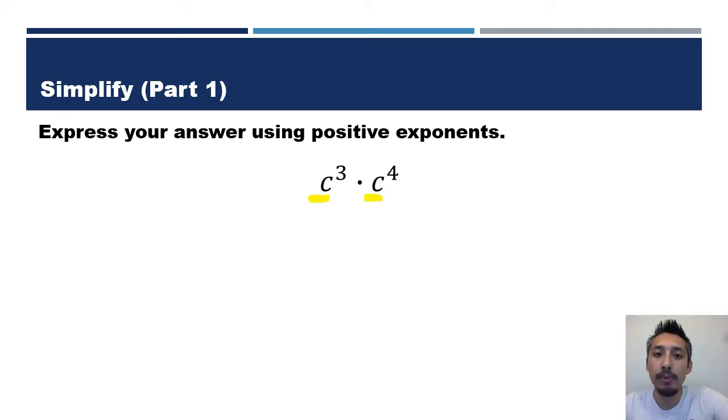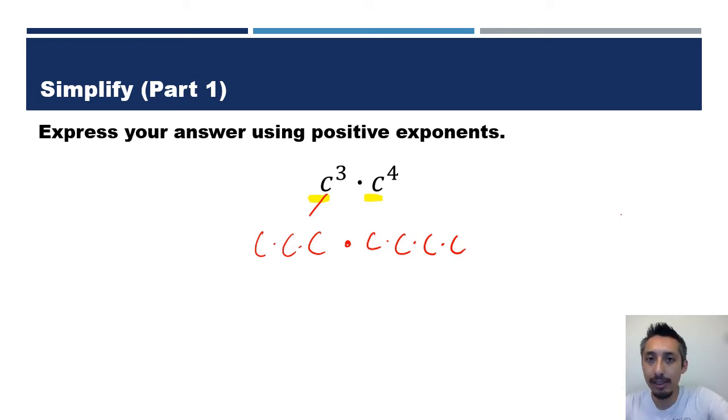To simplify this, we first need to start by thinking about what this is saying. What does this mean? Let's start off with this c to the power of 3. We know that the exponent is telling us that our base, c, is being multiplied by itself 3 times. We're going to bring down the multiplication from the center, and then same thing with c to the power of 4. That just means c times c times c times c.